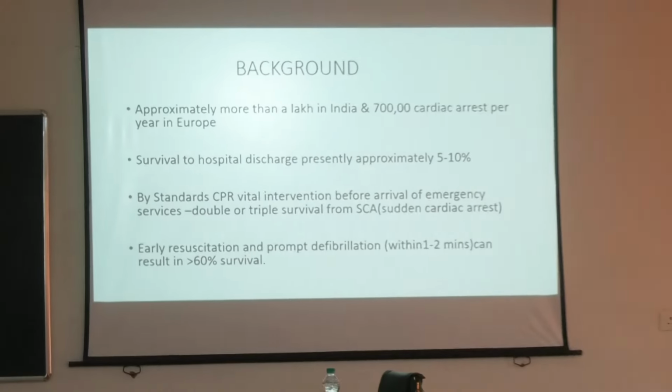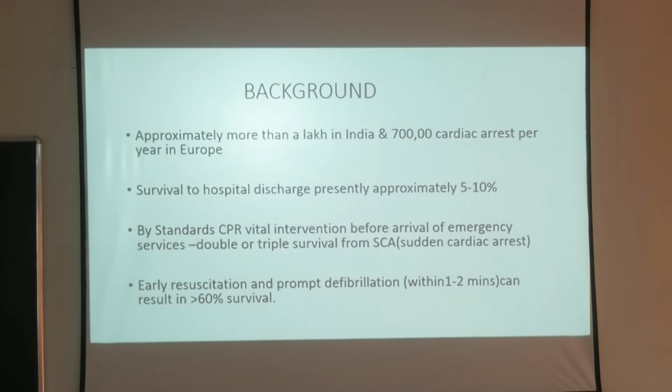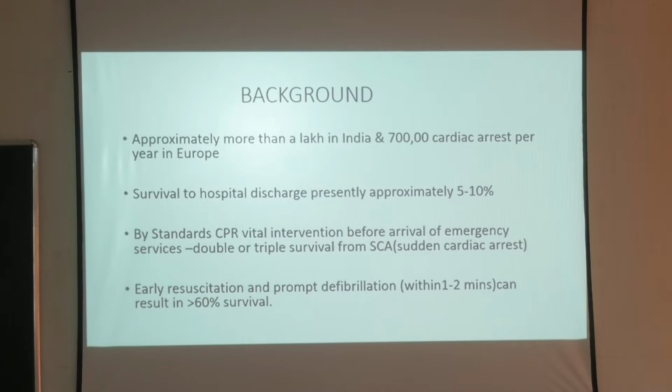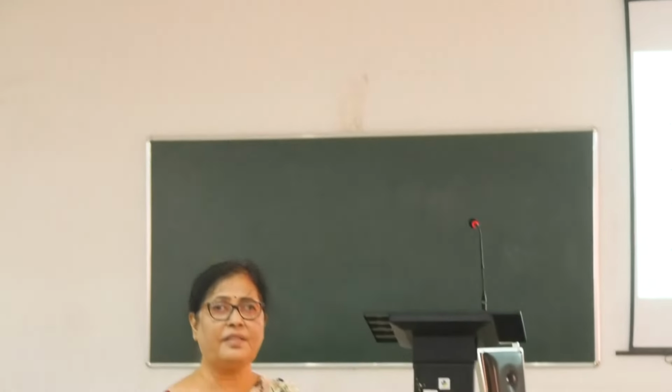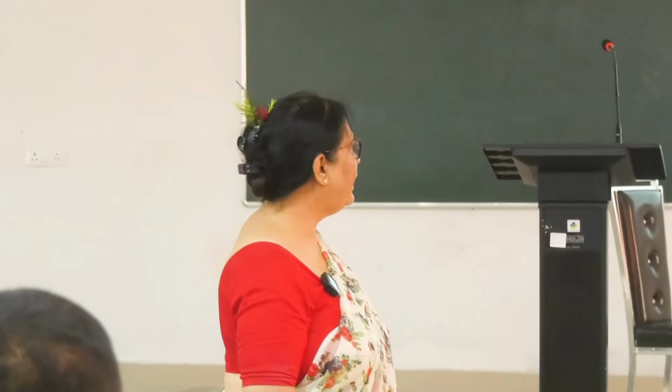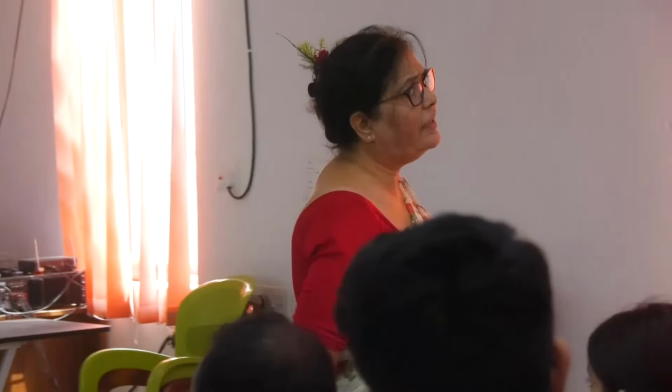so background or history is very important always. Approximately more than 1 lakh cardiac arrests in India and 70,000 per year in Europe. This is the incidence. Okay, and survival to hospital discharge is only 5 to 10%. Why? Can you tell me why this 5 to 10%? Why so less? The number is so less. Any idea? Anybody? Any idea?